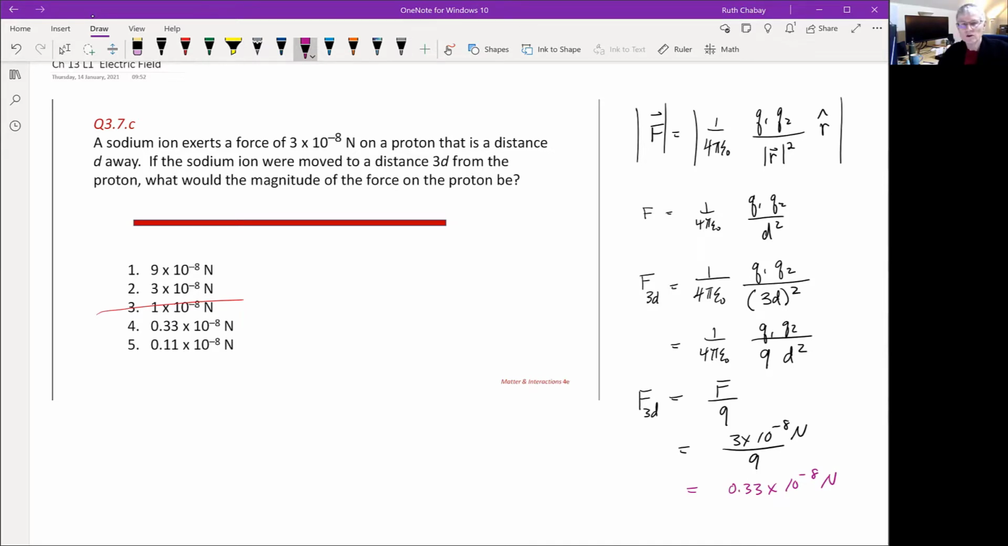And that's something to watch out for. This 1 over distance squared dependence means that when you double the distance, the force goes down by a factor of 1 over 2 squared. When you triple the distance, the force goes down by a factor of 1 over 3 squared, okay? So that's an important thing in reasoning about forces.